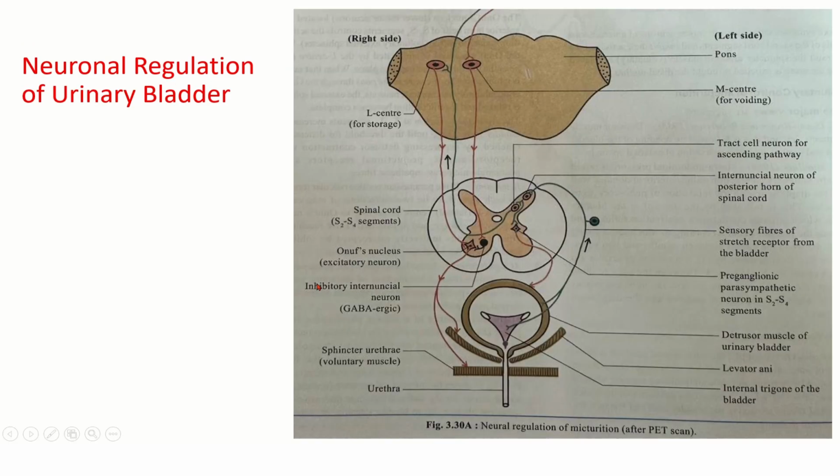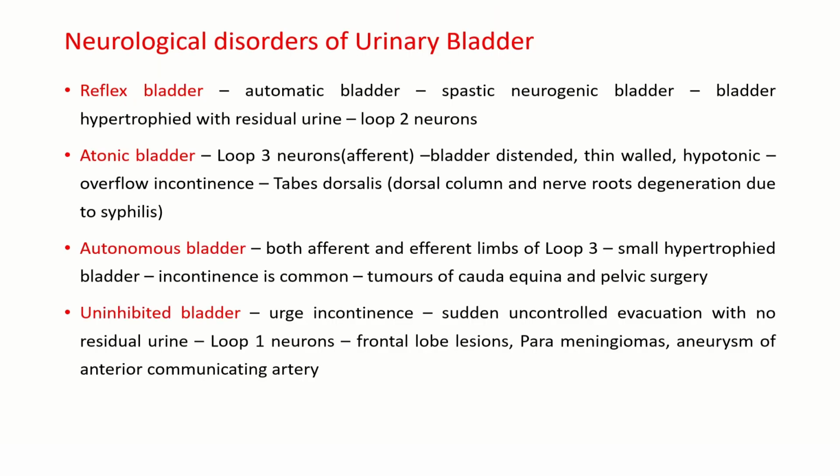So now, after understanding all these loops, let us study a few neurological disorders of the urinary bladder. The first one is reflex bladder. After transection of the spinal cord above the sacral micturition center, that is above S2, these are the loop 2 neurons. That is somewhat like upper motor neuron lesion. So initially all reflexes are lost and the bladder becomes atonic. There will be an over distended bladder with overflow incontinence.